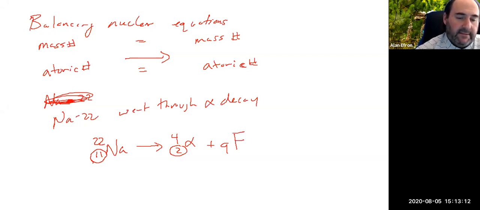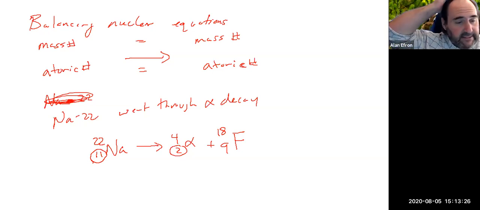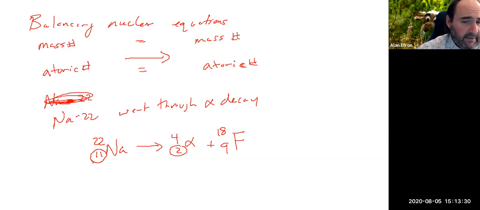Our missing mass number would be found the same way: 22 on the left, 4 on the right, so that's 18 on the top there. And this would represent the balanced nuclear equation in this case. Everything on top in terms of mass numbers is the same on both sides, and our atomic numbers are also the same on both sides. This is one way that you can write this sort of equation.